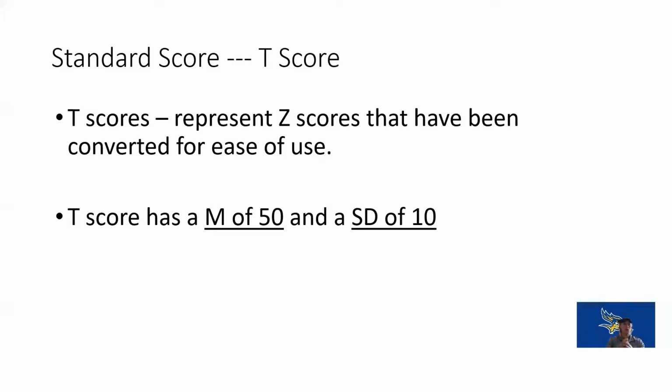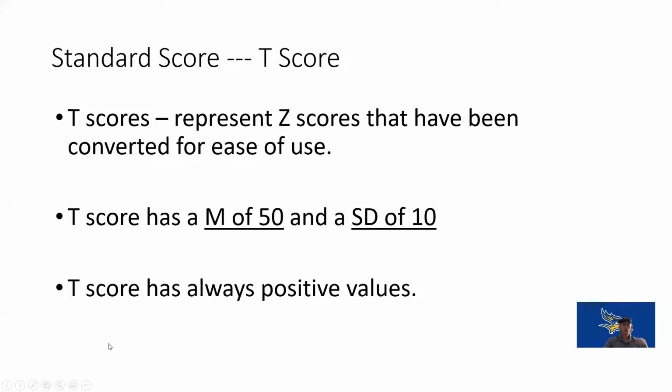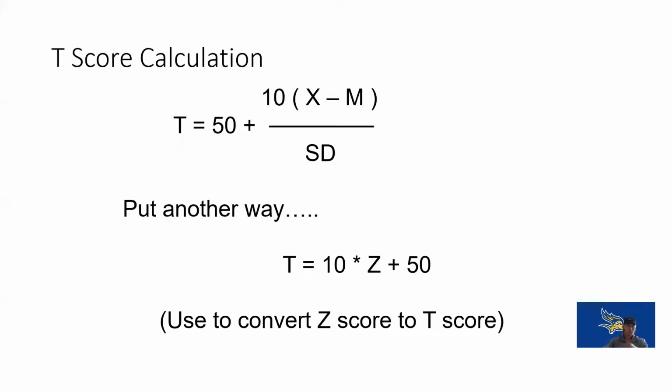This just gives us an easier view and kind of looks similar to our percentile chart. So t-scores are always positive, and we're going 0 to 100 on that scale, with 50 being the mean and 10 being each unit of standard deviation. So we can calculate our t-score by using the equation 50 plus 10 times the raw score minus the mean divided by the standard deviation. Or if we already know the z-score, we can use 10 times the z-score plus 50.